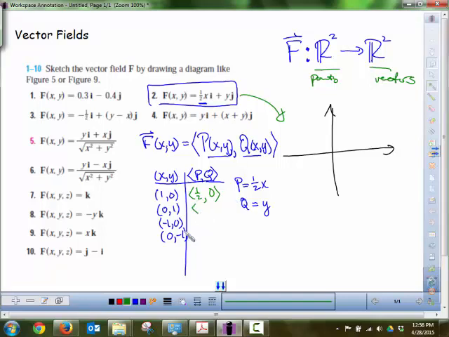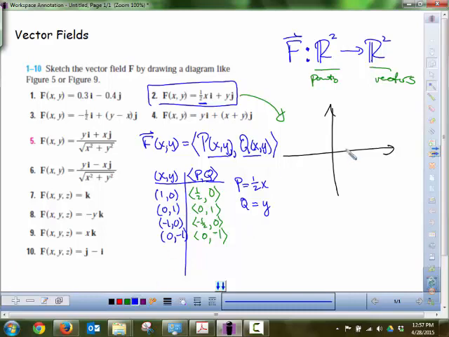Let's do that a few more times. This time x is equal to 0 and y is equal to 1. Then x is equal to negative 1 and y is equal to 0. And the last one, x is equal to 0, y is equal to negative 1. All right? So those are 4 points. 4 points isn't going to give us a big enough picture, so we'll do more. But before we do more, let's take those and plot them.